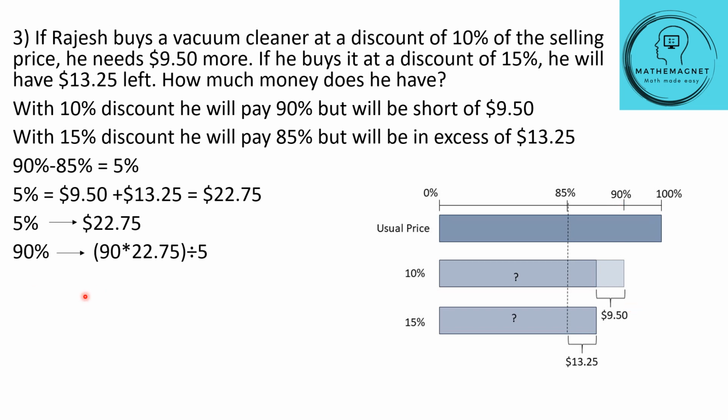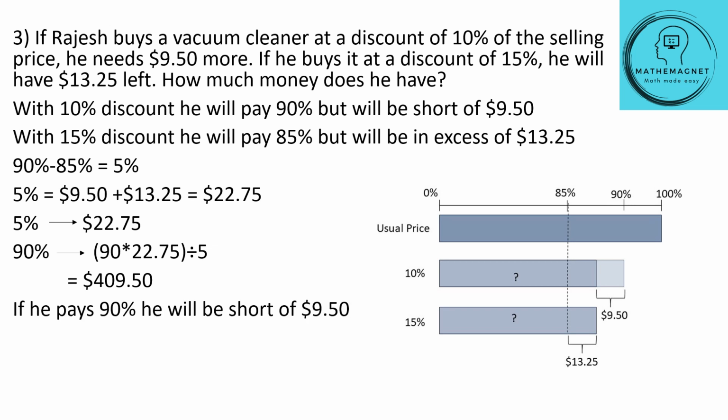So 90% will be 90 into 22.75 divided by 5, which is equal to 409.5. So if he is to buy this vacuum cleaner at a 90% rate, he will have to pay $409.50. But he is running short of $9.50. Correct? So the amount that he has with him will be 409.5 minus 9.5, which is equal to $400. So Rajesh has $400 with him.